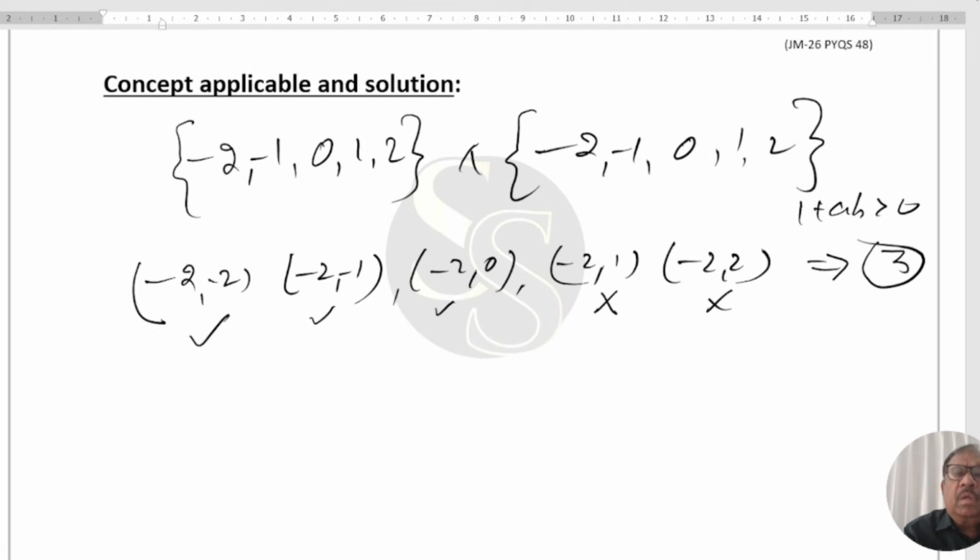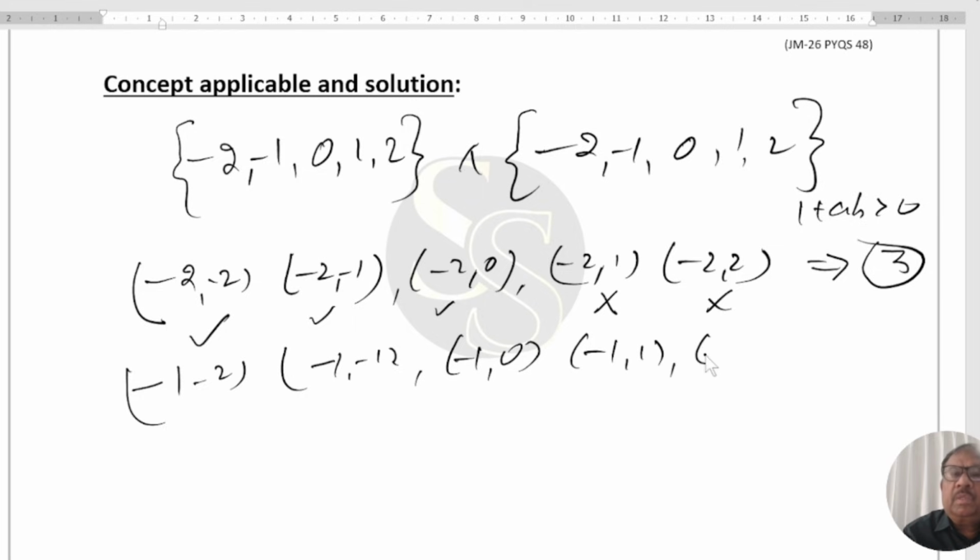Similarly, -1, -2, -1, -1, -1, 0, -1, 1, -1, 2. Is case mein check kar lijiye kitne aayenge. 1 plus ab, ye a hai, ye b hai. To this is the correct one. This is the correct one. Then this is correct one. This is wrong. This is wrong. 3 elements isme aa gaye. Third row.